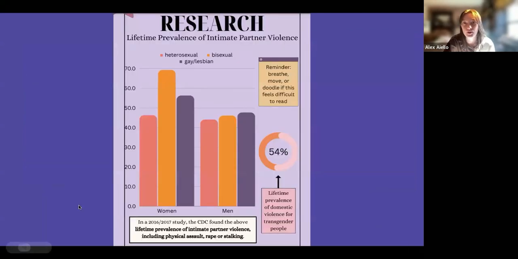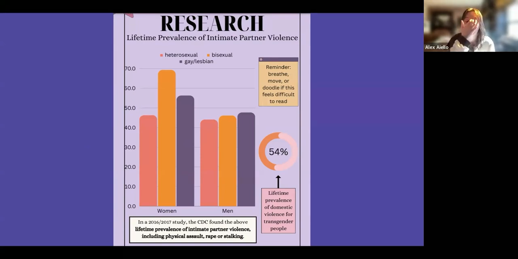So thinking about intimate partner violence in the context of queer relationships, we can see here the pink is heterosexual or straight relationships. The other colors are bisexual or gay and lesbian. So the prevalence of intimate partner violence is higher for bisexual or gay and lesbian people than their heterosexual counterparts. And then over here, that's referring to sexuality. The 54% is referring to gender identity. So 54% of transgender people experience domestic violence in their lifetime.